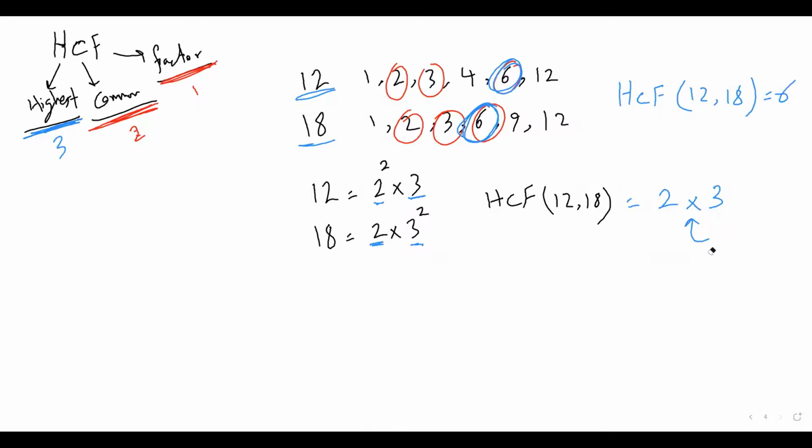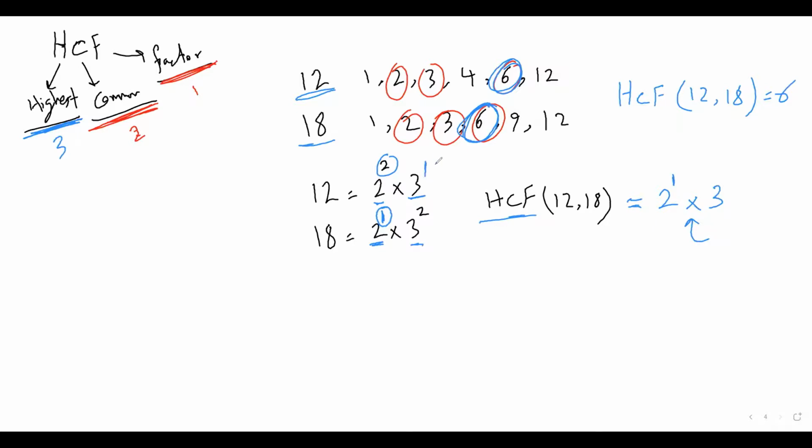Okay, now what's the next step I should do? I should choose the power now because 2 is repeated and it shows up in two places, here and there. The index here is 1, here the index is 2. So for HCF, you choose the lowest index, which is this one, right? This is 1, this is 2. So you choose the lowest one and you put it there on the corresponding number. You do the same thing for 3 as well.